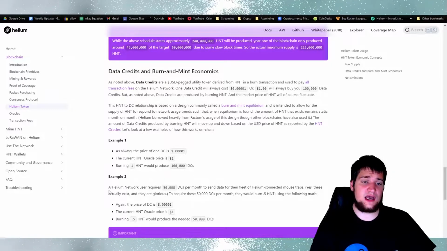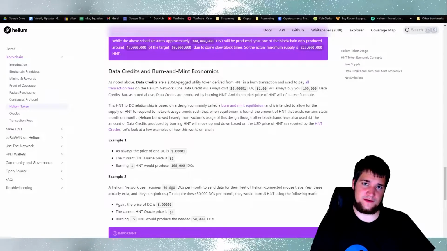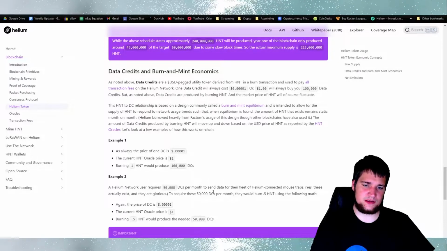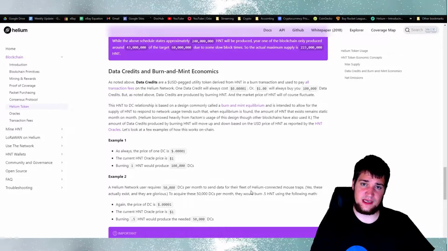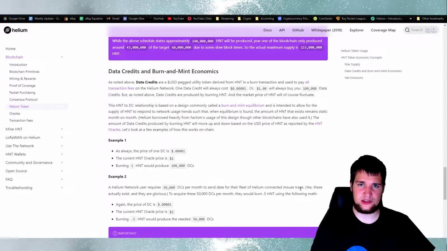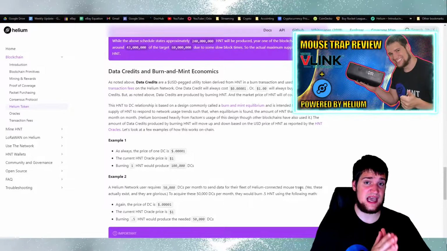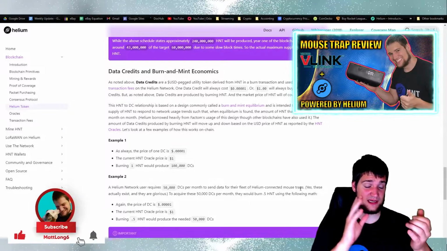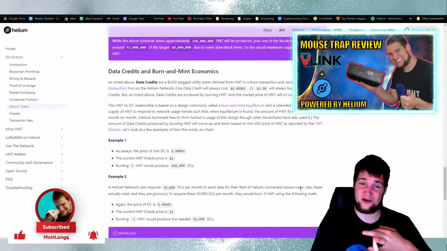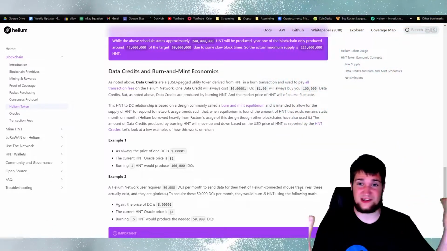Example number two. A Helium network user requires 50K data credits per month to send data for their fleet of Helium connected mousetraps like the V-Link. If you have not seen my V-Link video yet, subscribe and hit that bell, because I don't know if it's already come out or if it's going to come out, because I'm recording it near the same time.